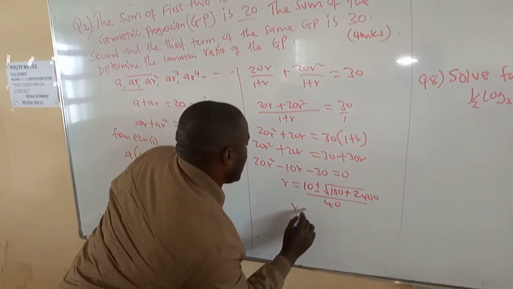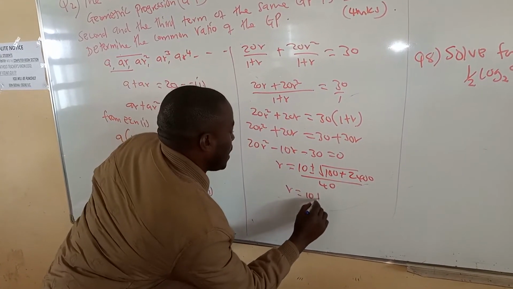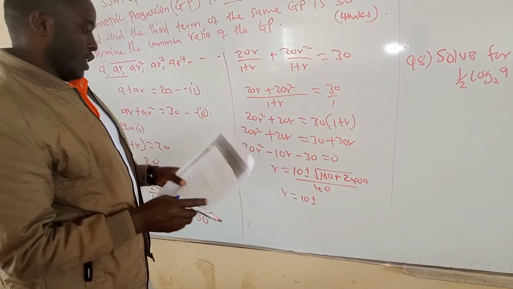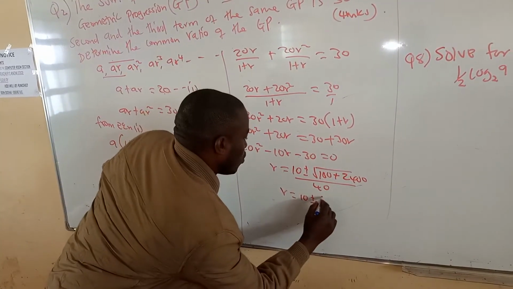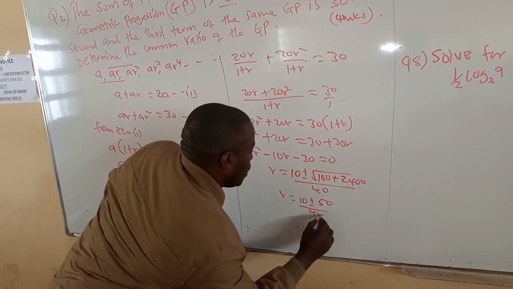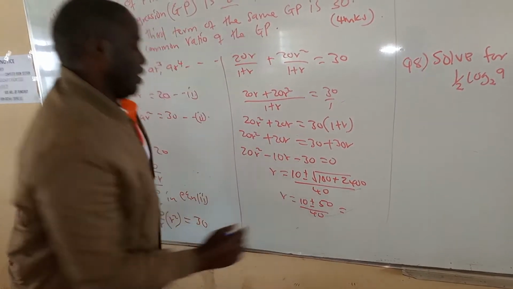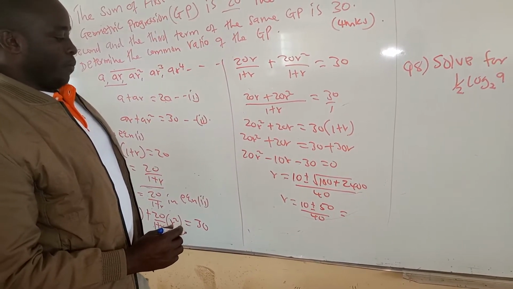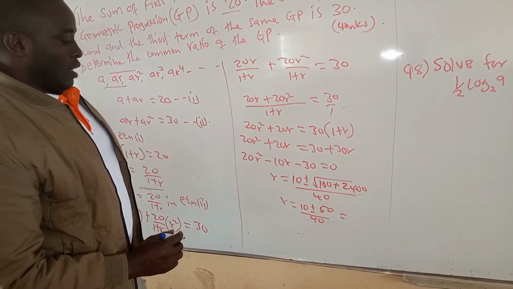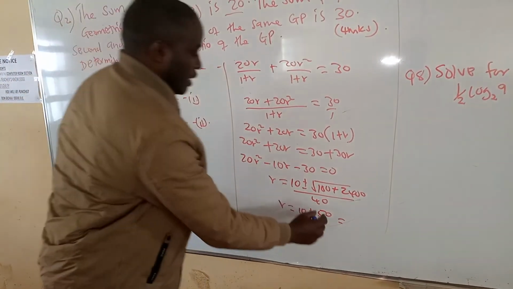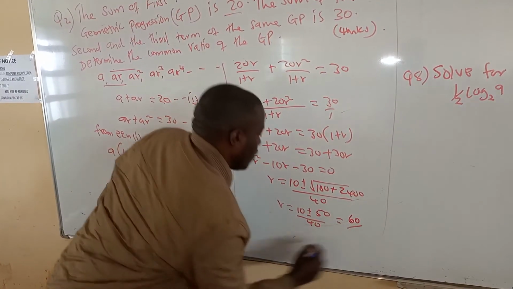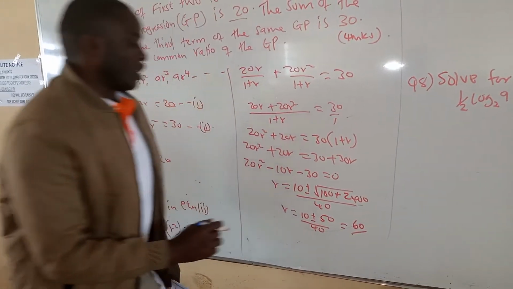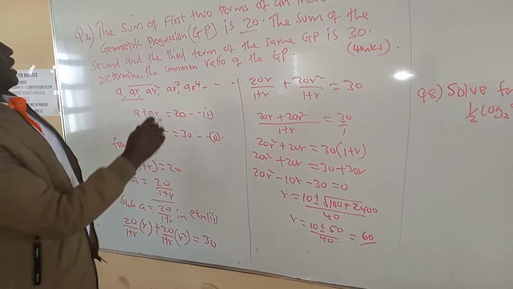So that means our R equals 10 plus or minus the square root of 2500, which gives you 50, all over 40. If we take the positive one, it will be 50 plus 10, which is 60, all over 40. We take the positive one because we are told it's increasing.